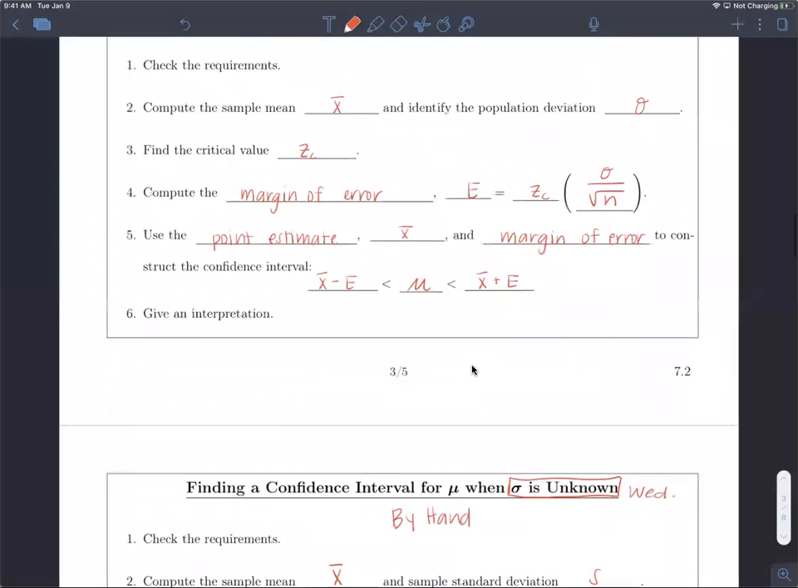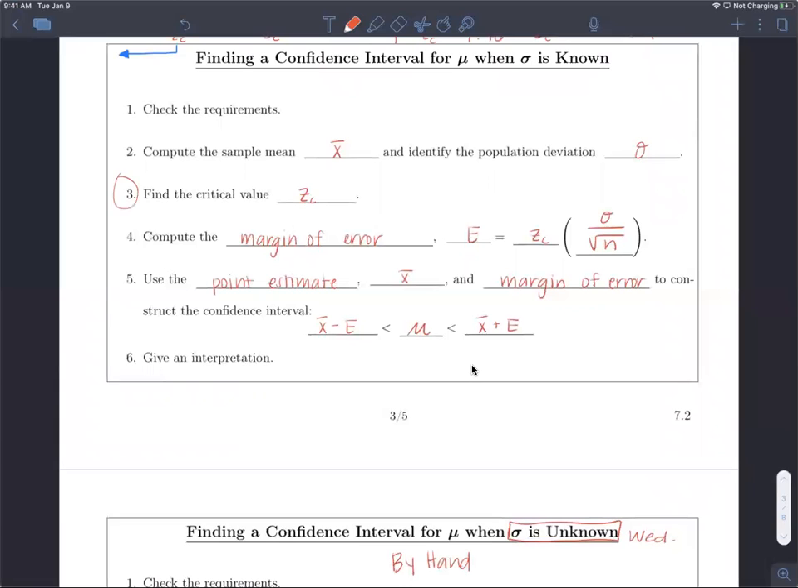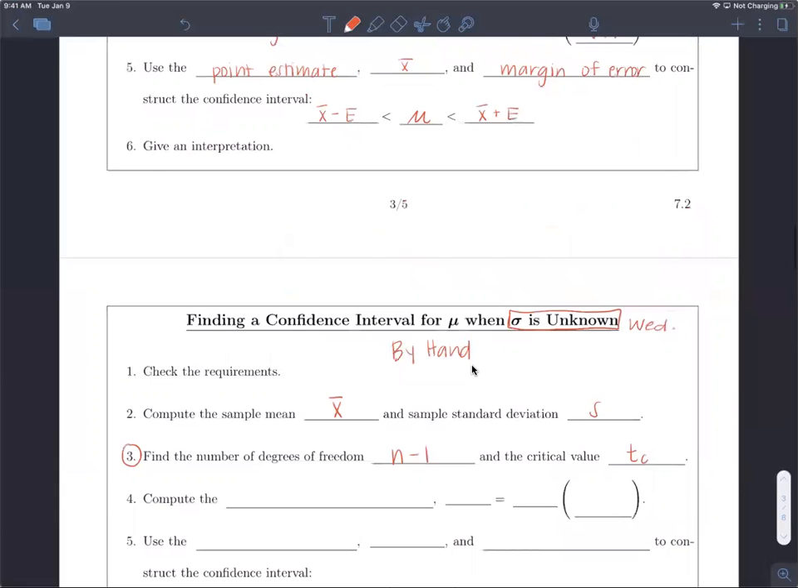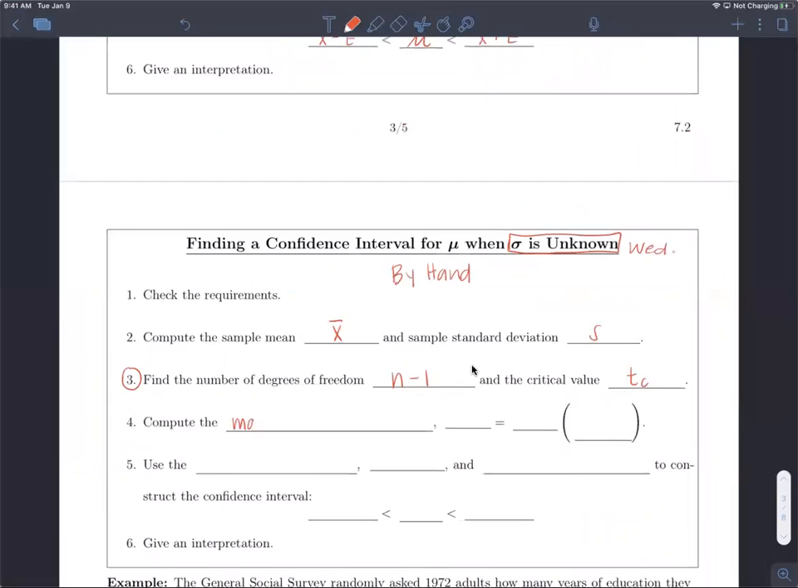And so step 3 is the only thing that kind of changed here from this box up here, right? When you know sigma, step 3 is the only difference. Step 4 is the same, compute the margin of error. And it's still going to be given by E, and it's still the critical value times the standard deviation over the square root of n. And so let's say for this one, I give you this critical value and I ask you to find the margin of error, then you're going to need to know this formula, right? So keep that in mind.